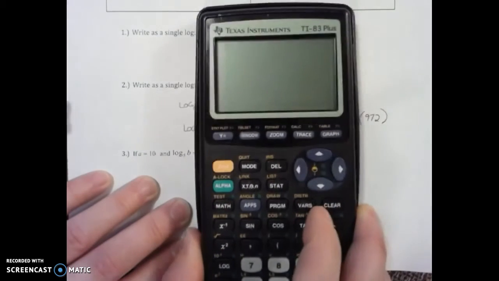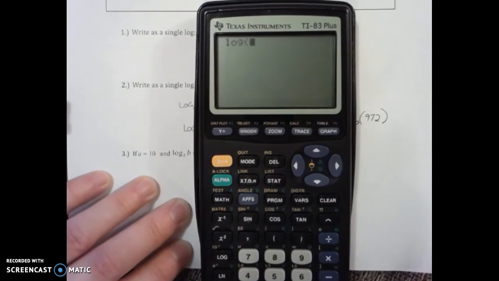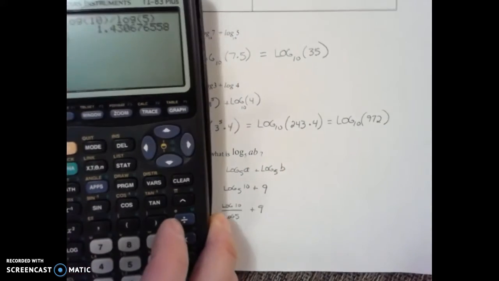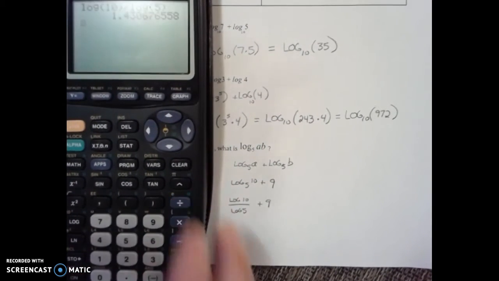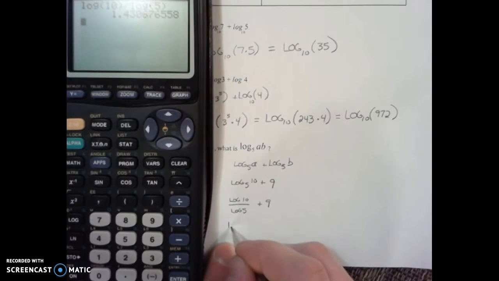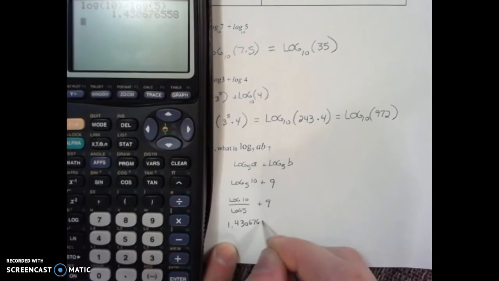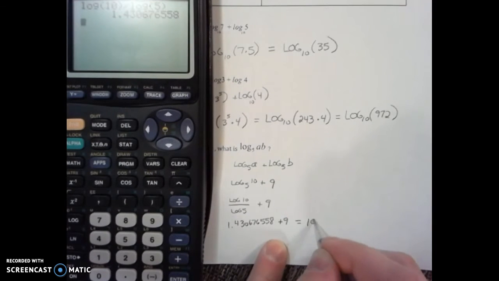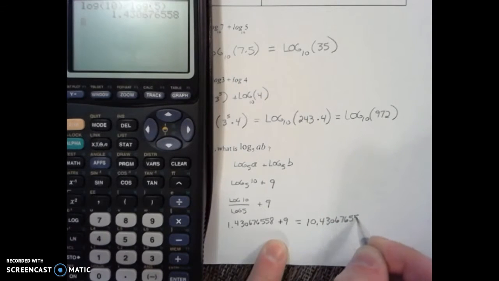If I use my calculator here, if I do log of 10 divided by log of 5, I get this decimal. So I'm going to write that decimal out. I have 1.430676558. And if I add 9 to that, then this is going to equal 10.430676558.